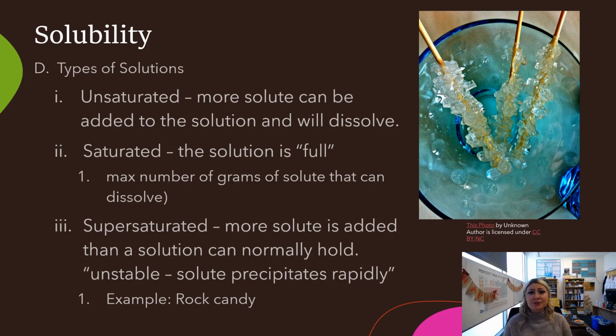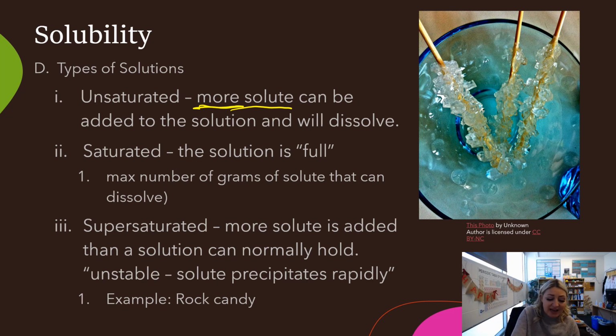There are three types of solutions you should be familiar with. So remember that we said solubility is the maximum amount of solute that can dissolve in a given amount of solvent at a specific temperature. So you can have an unsaturated, a saturated, or a supersaturated solution. And what this is referring to is how much solute is in your solvent. So if it's unsaturated, you could still add more solute to this. So it's not at the maximum amount of solute that this amount of solvent can hold.